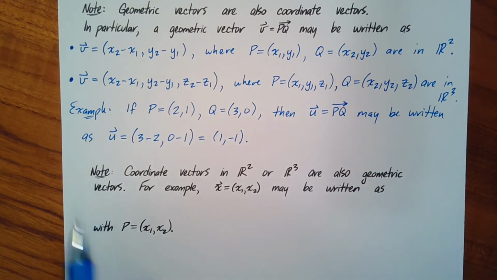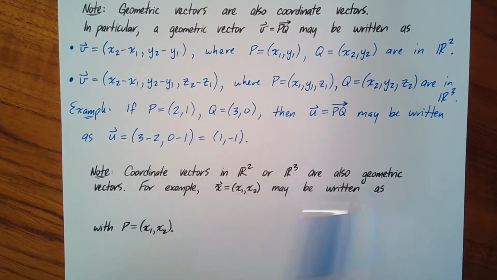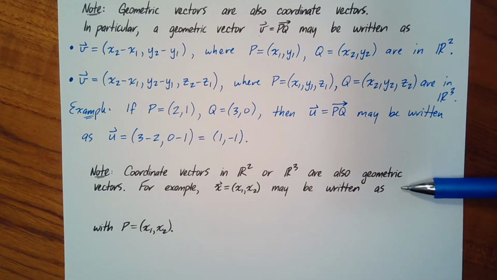So let's go through this note in detail. Coordinate vectors in R2 or R3 are also geometric vectors. So it works both ways. Up here we said that geometric vectors in R2 or R3 are also coordinate vectors. Well, this is saying you can go the other way. If you have a coordinate vector in R2 or R3, you can write it as a geometric vector.